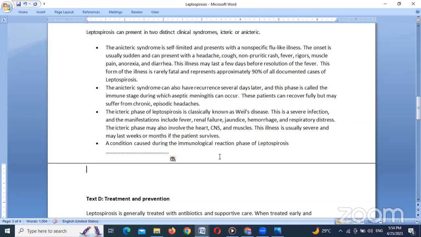No, in anicteric, not in icteric. Aseptic meningitis. No, this is where you can find the answer: a condition caused during the immunological reaction phase of leptospirosis. What is the answer? The answer is not anicteric. It is the wrong answer. Write in the chat, please. Don't tell me the answer.